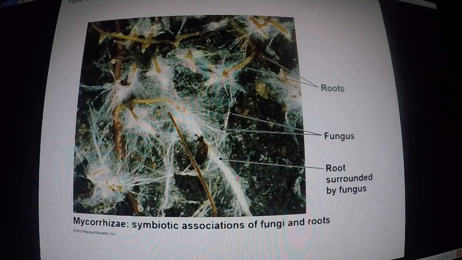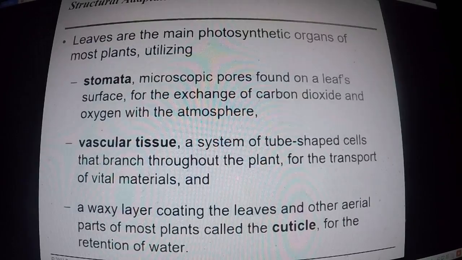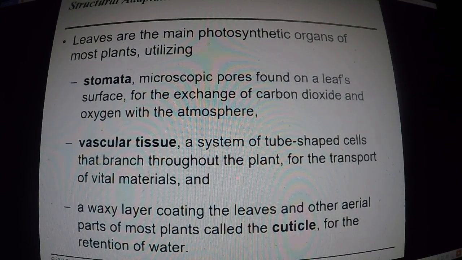That's another reason why you don't want to throw fungicides on your lawn near the plants, because fungicides for the trees that have this will kill these, and then the whole tree dies, just when you're trying to kill some fungus on your lawn.